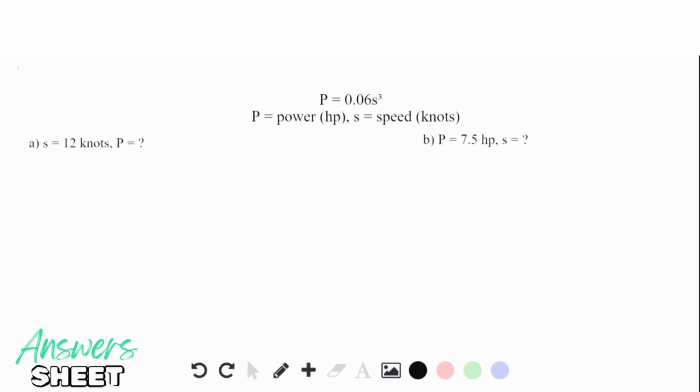This problem gives us the model power equals 0.06 times speed cubed. So we're going to be using that for both parts of this problem. Part A tells us that if our speed is to be 12 knots, what power are we in need of in order to maintain this speed? So essentially, we have our S, and we know that what we're solving for is our P variable.